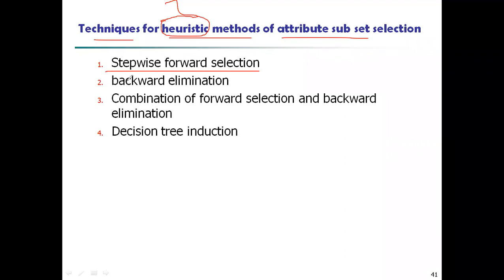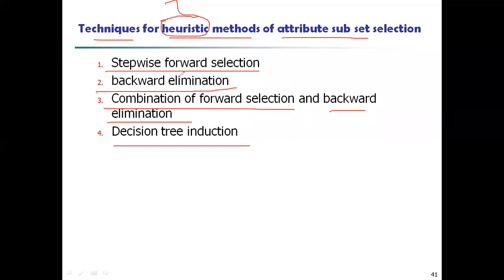And what is the second one? Backward elimination. Backward elimination of attributes. And what is the third one? Combination of forward selection and backward elimination. Last one is decision tree induction.